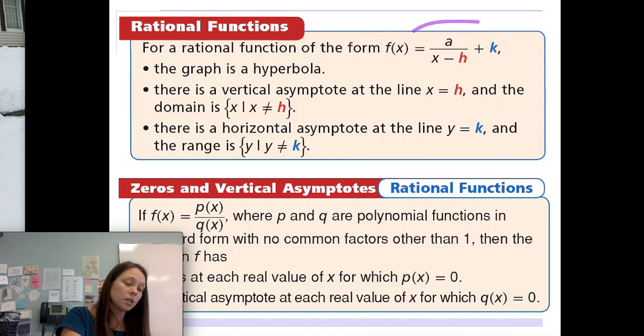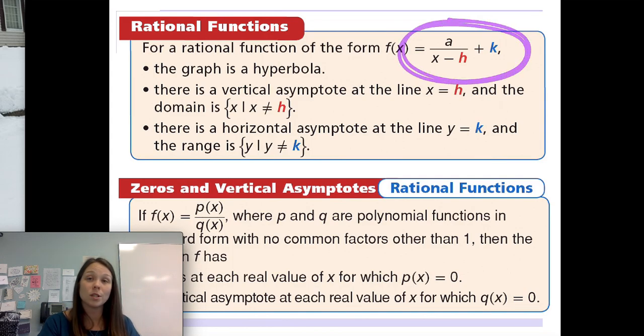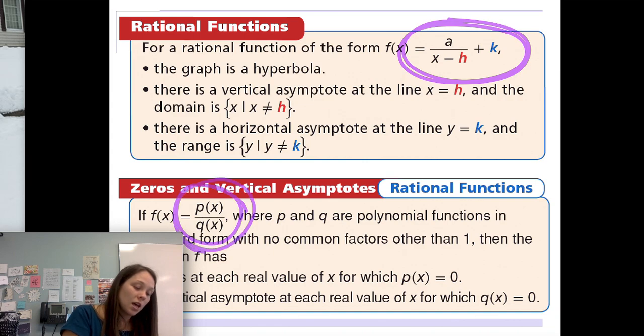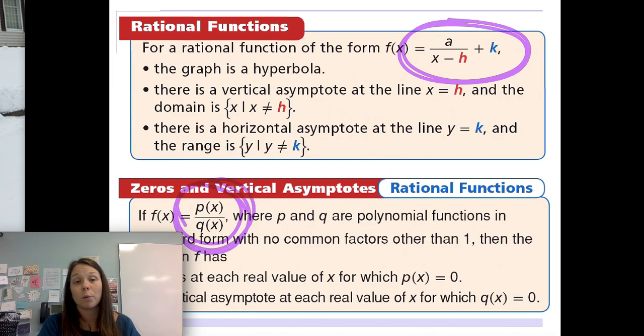The first is in the form of f of x equals a divided by x minus h plus k, where we have this constant number k added or subtracted after the fraction. The other type of rational function is like in this second box where we have p of x divided by q of x. So we have one great big fraction with the two polynomials being divided.